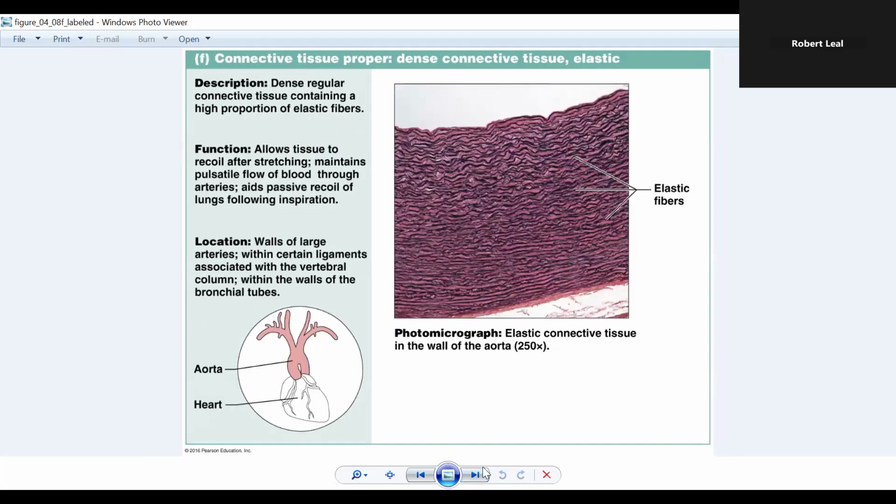Okay, we're still looking at connective tissue. It is dense, which means it's tightly compact. So this one's called dense elastic connective tissue because the fiber types are very pliable.